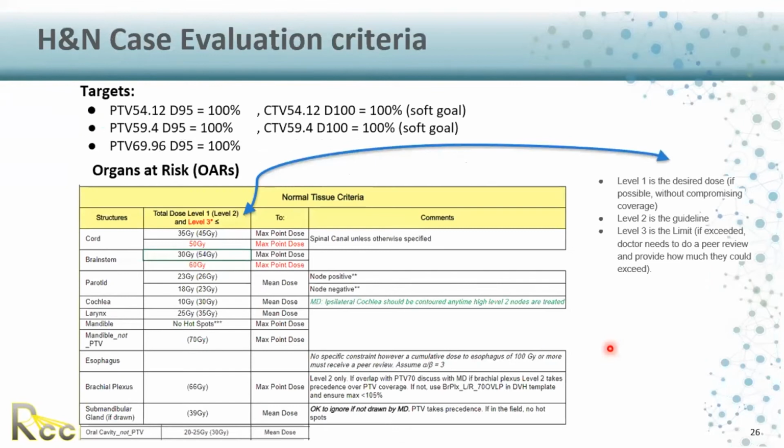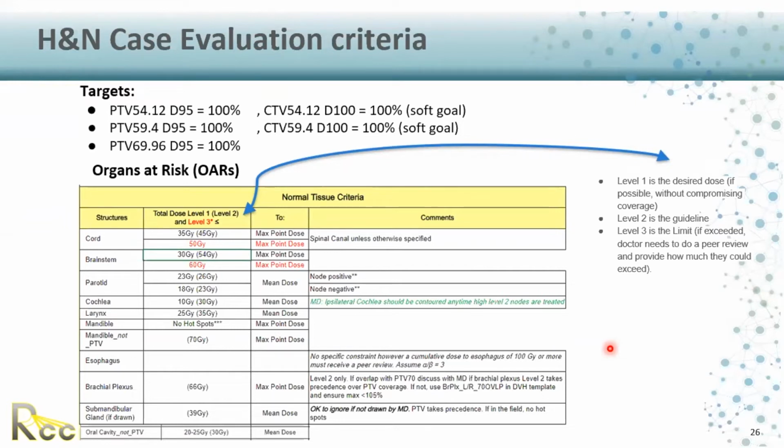For the head and neck case evaluation criteria, we have the targets, 3 for the PTVs and 2 for the CTVs, and then we have the organs at risk. The evaluation has 3 levels. Level 1 is the ideal, and you get the maximum mark if you hit this. Level 2 is the guidance. You should be within this, and maybe you will get a mark or maybe 0 if you are reaching this, especially for the maximum dose. And for level 3, there will be a penalty for you.